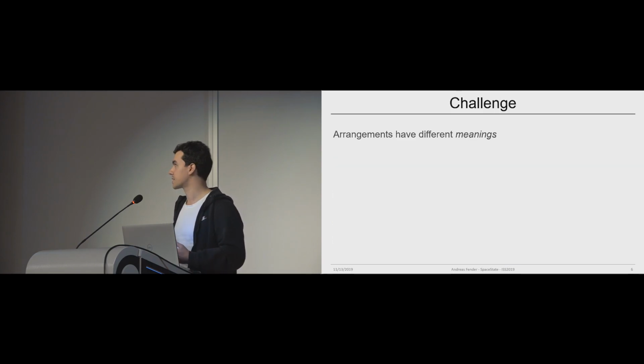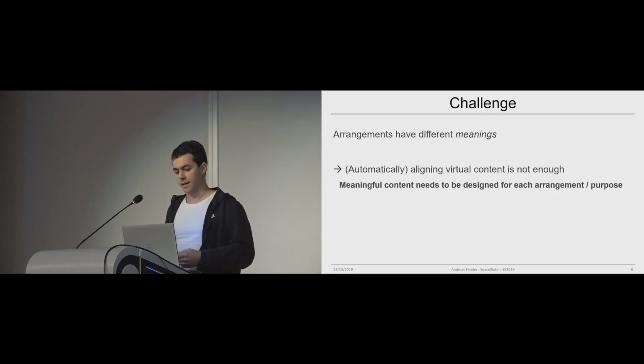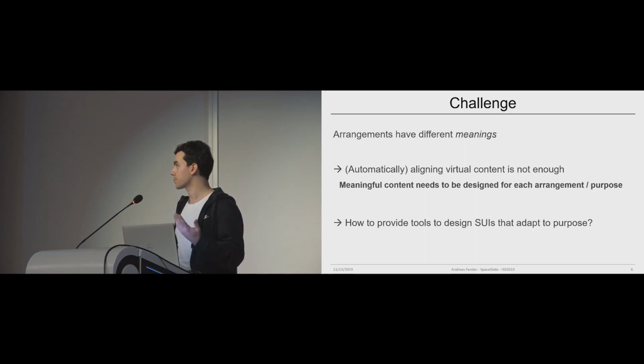And so the challenge here is that arrangements have different meanings. So it's not enough to automatically align the virtual content that you design for your physical space, but instead the meaningful content needs to be designed for each arrangement and for each purpose. Now the question is, how do we provide tools for designers to design such spatial user interfaces which then adjust to the purpose and to the meaning?